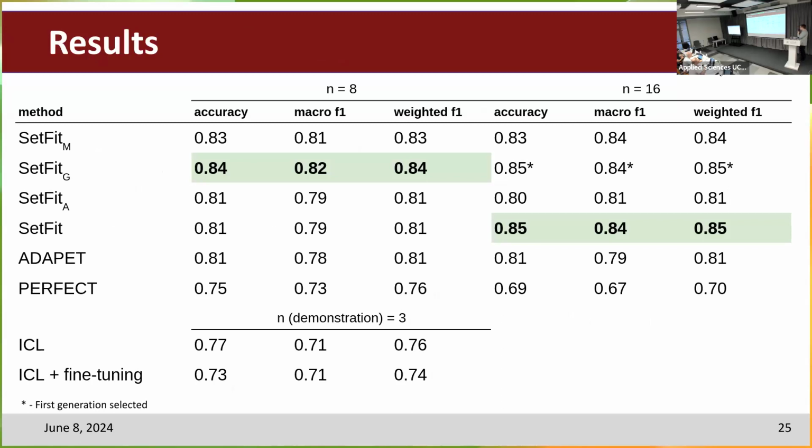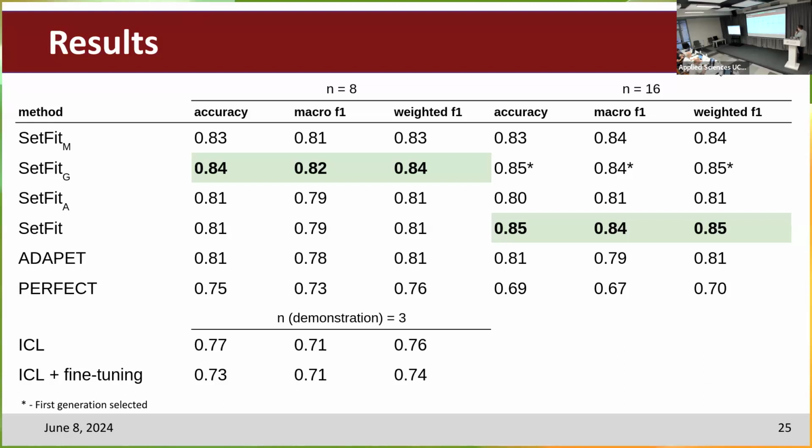Here, you can see the experimental results in the table. So for the setup with 8 examples per label, which is the left part of the table, multi-generational SetFit shows the best results with accuracy and weighted F1 of 0.84 and macro F1 of 0.82. Modified SetFit also improved upon vanilla SetFit. And just augmented SetFit shows about the same score as vanilla SetFit.